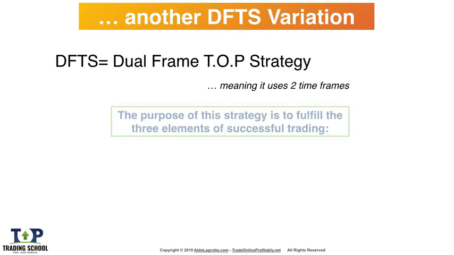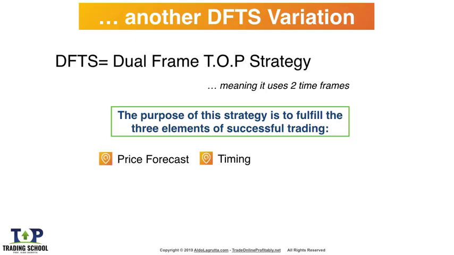And the purpose of that is to fulfill the 3 elements of successful trading, which are price forecast, timing, and money management. Now, the longer time frame is used to forecast prices by identifying the direction of the trend, and then the smaller time frame is used for timing and trade management. The easiest way we find to identify the trend on a regular basis is by using a weighted moving average, but we've also shown you how to do that using the MACD study.